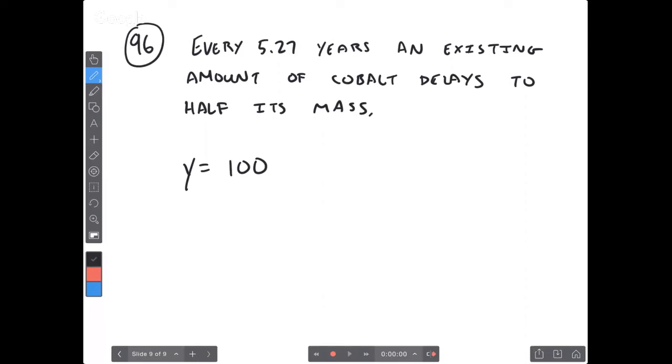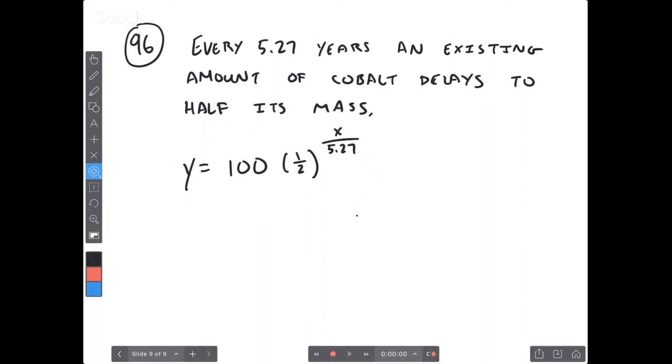So I'm going to write a rule based on what I know. If 100 is left now, then half of it is going to be left every 5.27 years. So if I plug in 5.27, 5.27 over 5.27 would be 1. I would have half of the 100, or 50. If I plugged in twice 5.27, then this would equal 2. A half squared is a quarter. I would have gotten half of 50, and then half of that would be 25, so a quarter of the original 100. So this is a function that represents this relationship.